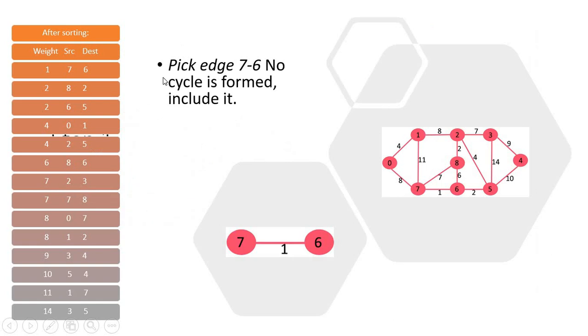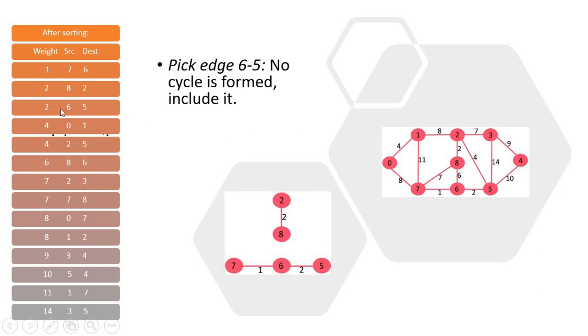Now next, you just have to keep on picking edges one by one and find whether you are forming a cycle or not. So first pick edge 7, 6. Are we forming any cycle in this minimum spanning tree because of this edge? No. So we are picking that. Next, pick edge 8, 2. After picking this edge there is no cycle, so include that edge. Next edge is 6, 5. Still we are not forming any cycle, so include that.